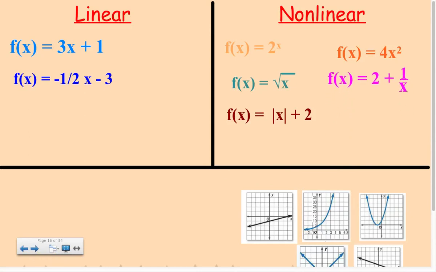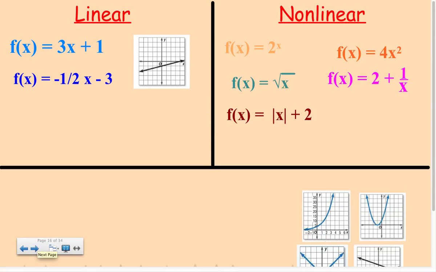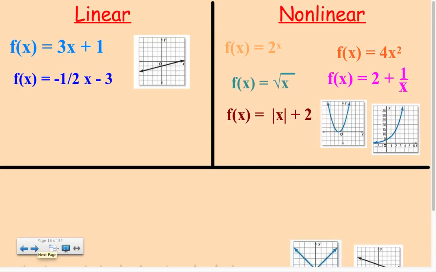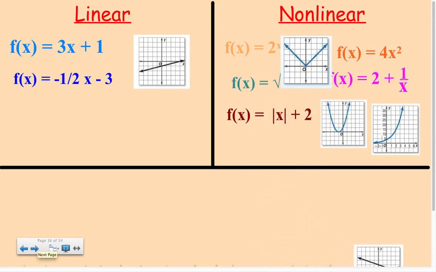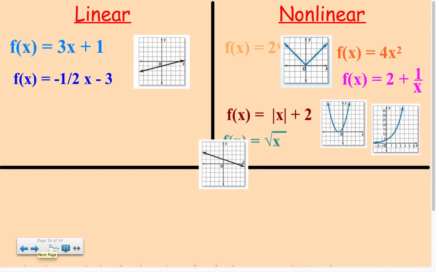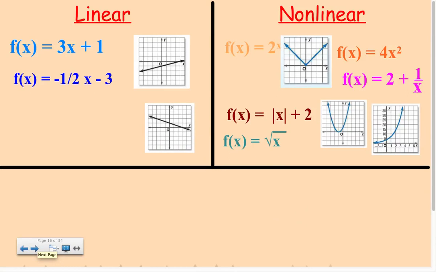That's nonlinear. This one makes a straight line, so it's linear. This one is curved, so it's nonlinear. Parabola is nonlinear. This V is nonlinear. And this straight line is linear. So I want you guys really to pay attention to what's nonlinear. Exponents are nonlinear. Absolute value is nonlinear. Square roots are nonlinear. Fractions with a variable on the bottom are nonlinear. Everything else is linear.